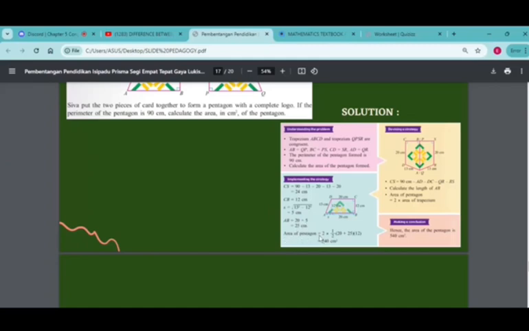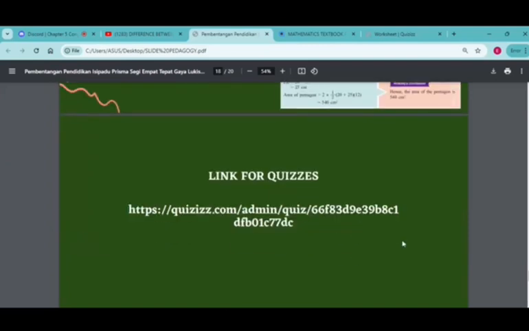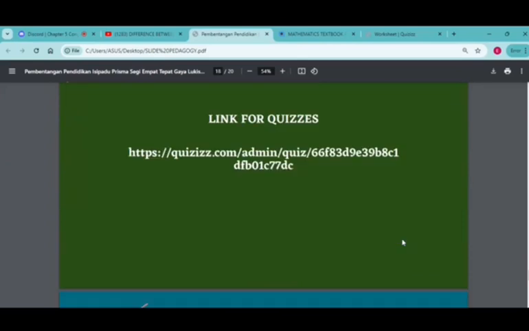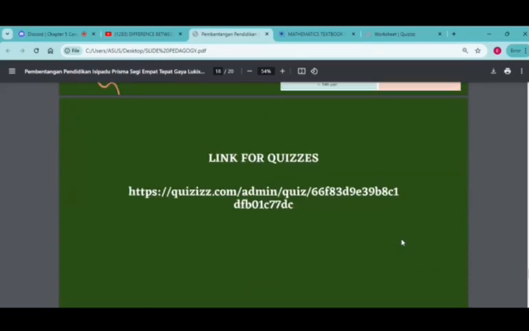Area of pentagon equals 2 times 1 over 2 times (20 plus 25) times 12, which is 540 centimeter squared. Making a conclusion, hence the area of the pentagon is 540 centimeter squared.